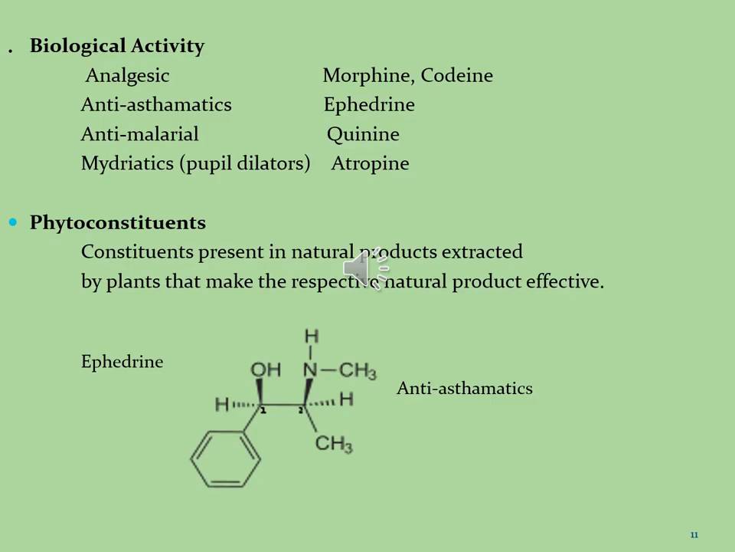Different kinds of phytoconstituents are present within different species of plants. You can see in the structures below ephedrine, and ephedrine is used as an anti-asthmatic, which is isolated from the ephedra plant.